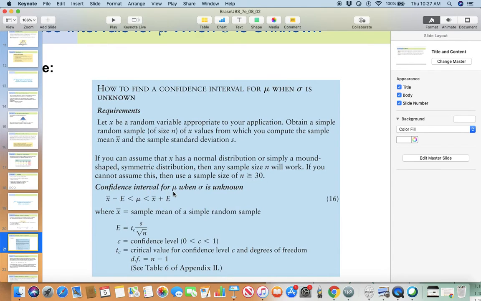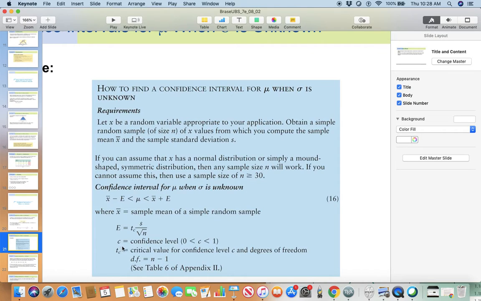Confidence interval for mu when sigma is unknown. That confidence interval is x bar minus E to x bar plus E. So mu is between these two. That's your confidence interval. x bar is the sample mean of a simple random sample. E is t_c s over square root n. c is the confidence level. t_c is the critical value for confidence level c and degrees of freedom n minus 1.